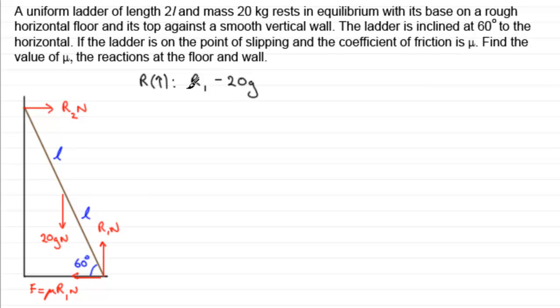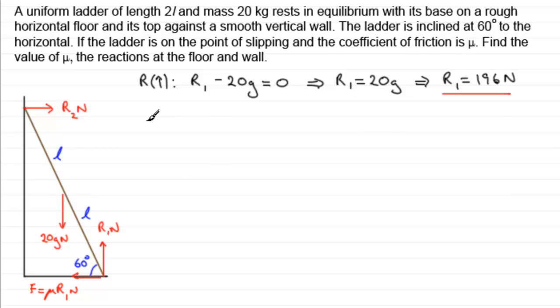Because the ladder's in equilibrium, the resultant force must be equal to 0. So if I rearrange this to make R1 the subject, it follows that R1 must be equal to 20g. And if I take g to be 9.8, it turns out that R1 equals 20 times 9.8, that's 196 newtons. So there's our first contact force, the reaction with the floor.